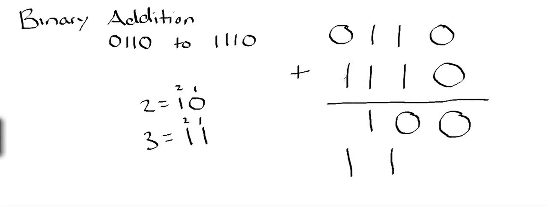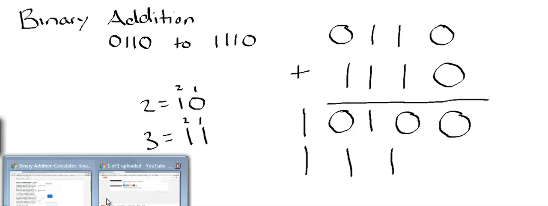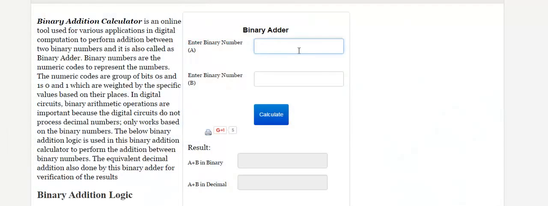On this one, we have a 1 and a 1, which equals 2. We can't put 2, so we put a 0 and carry a 1. This time we've only got this 1 left, so 1 plus nothing is 1. So 0110 plus 1110 should be 10100. And we can put that into an online calculator to check whether that's correct. So 0110 plus that number there should equal 10100.